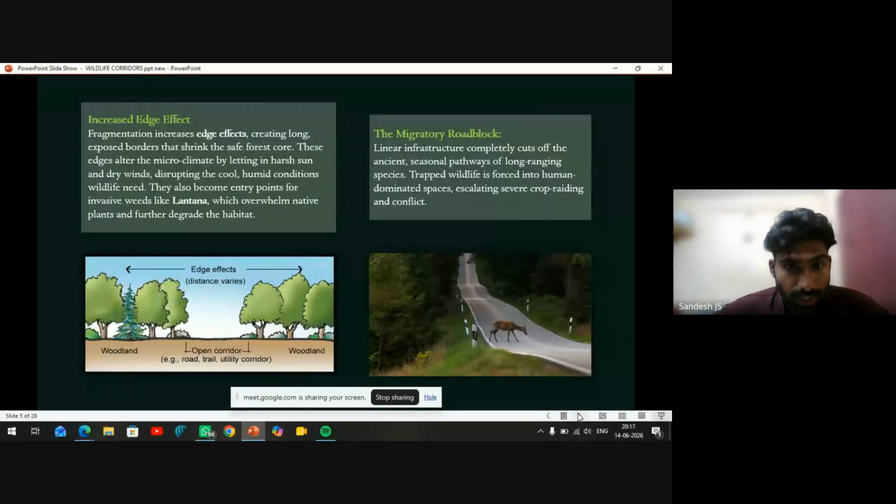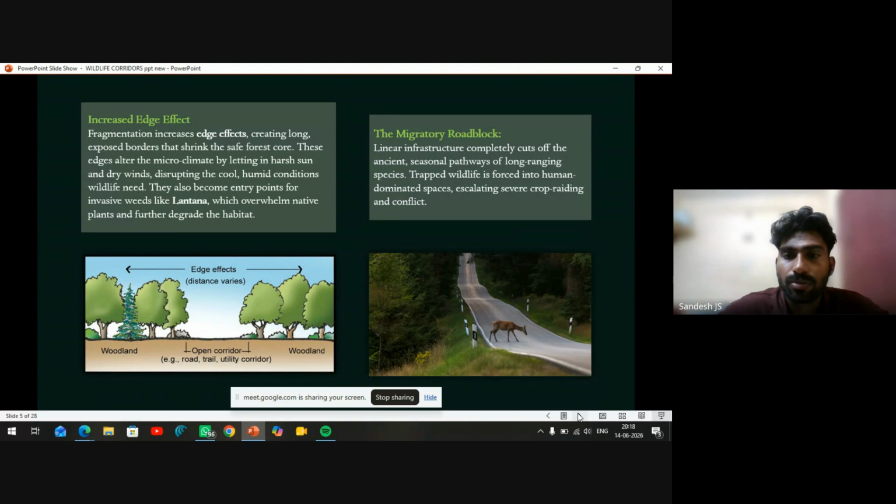And also, it will be an entry point for invasive species like Lantana camara, which will swamp the native plants and vegetation and further degrade the habitat. You know what will happen if an invasive species like Lantana comes into a forest patch. It will dominate the habitat. It will destroy the native species.